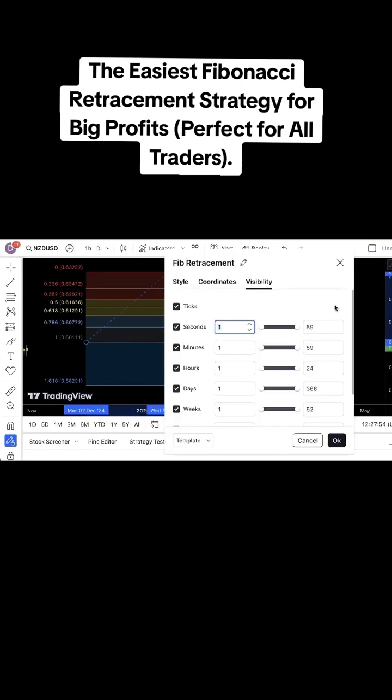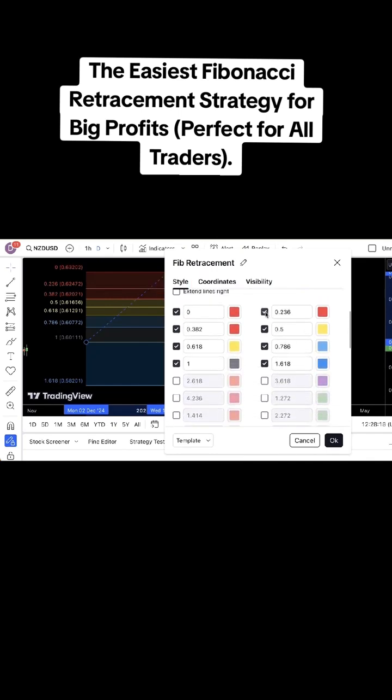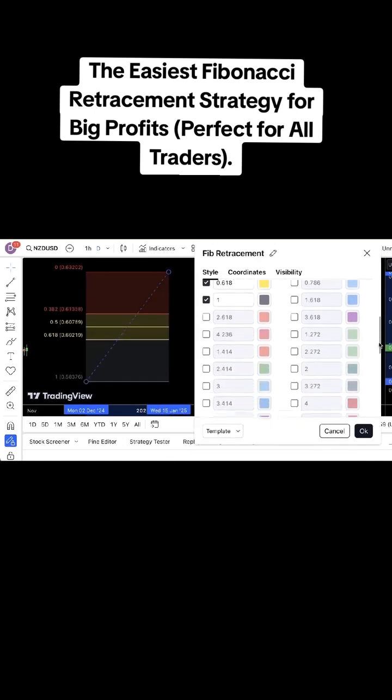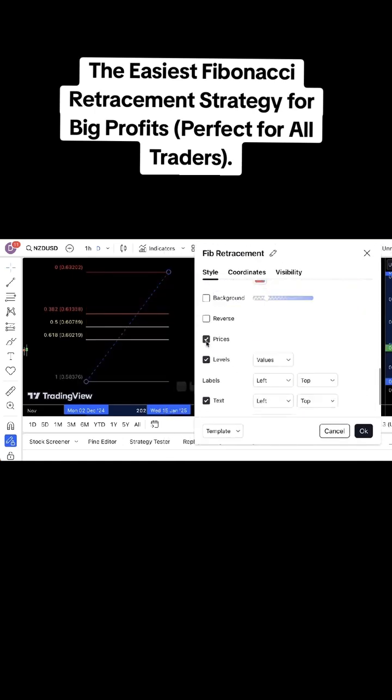You'll see three icons: visibility, coordinates, and style. Click on the style icon. Let's start by simplifying the view. Uncheck all levels except for 0, 38.1, 50, and 61.8, keeping the focus on the most essential retracement levels. Then remove the background color by unselecting it. We can also remove the prices displayed on each level, which will help reduce chart clutter.